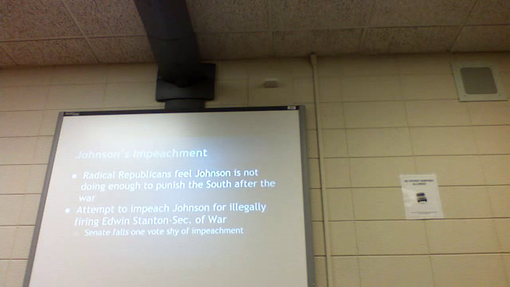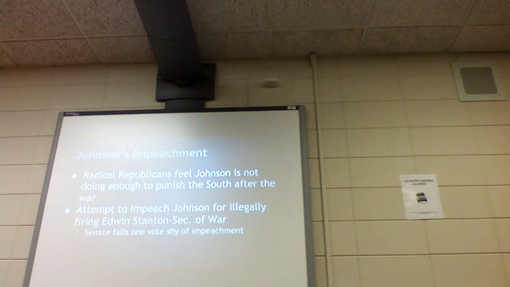They felt that he wasn't being hard enough on them. So they finally find a reason they could attempt to impeach him. He fires the Secretary of War, Edwin Stanton. He couldn't fire the Secretary of War, long story short. Just a procedural thing. He couldn't do it the way he did.